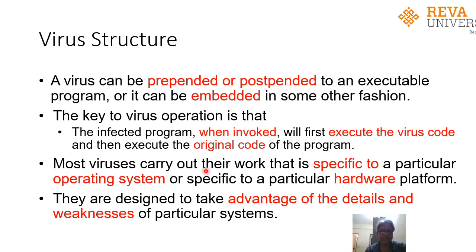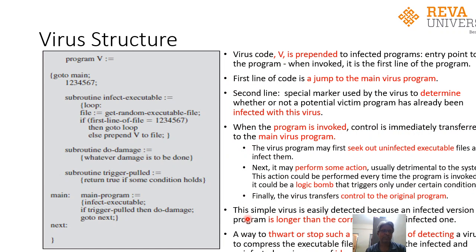Most viruses carry out their work in a way that is specific to a particular operating system or a particular hardware platform. These viruses are designed to take advantage of the details and weaknesses of particular systems. Let's look at the structure of the virus on your left side. The virus code V is prepended to an infected program, at the entry point of the program.